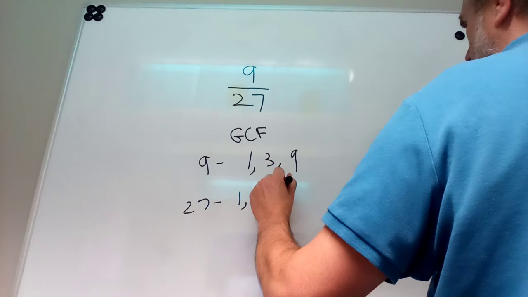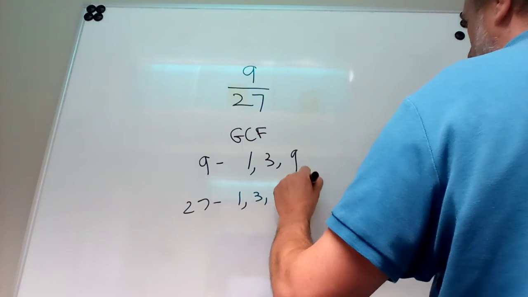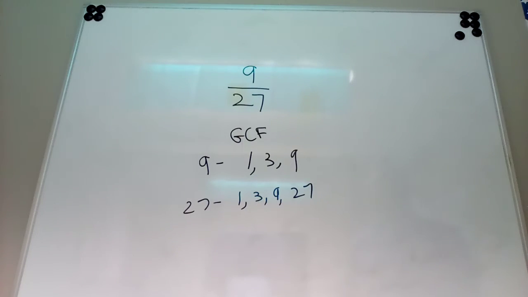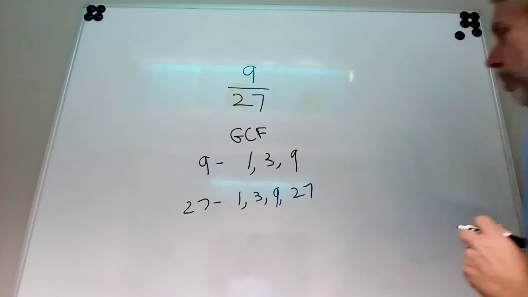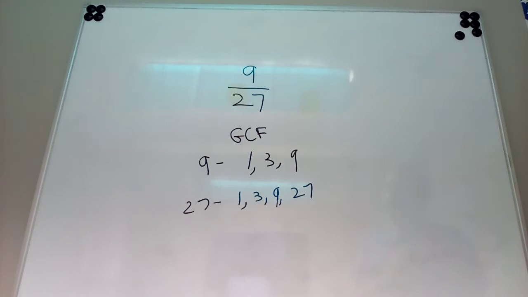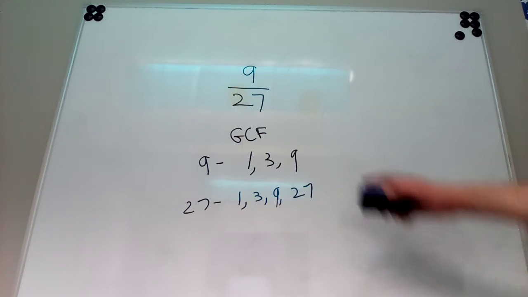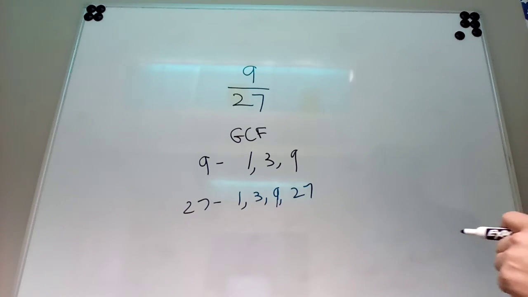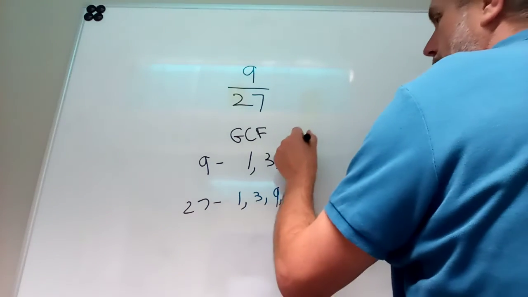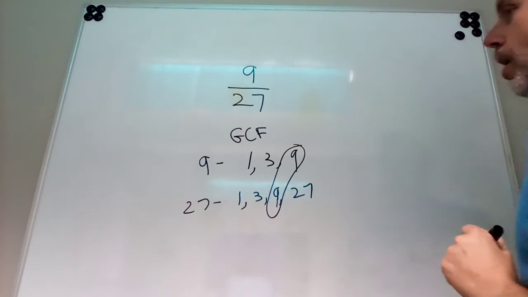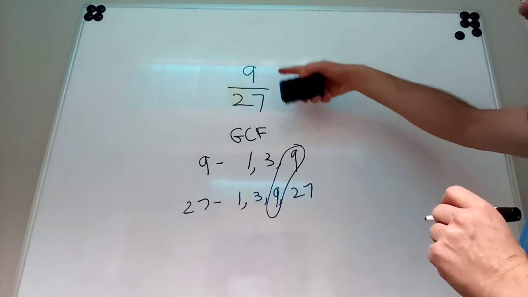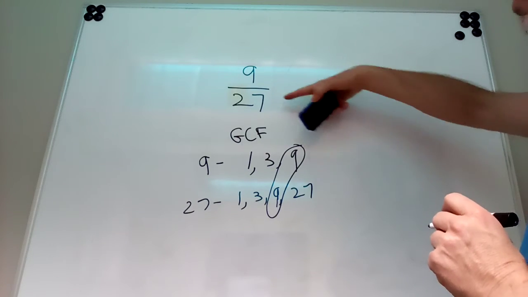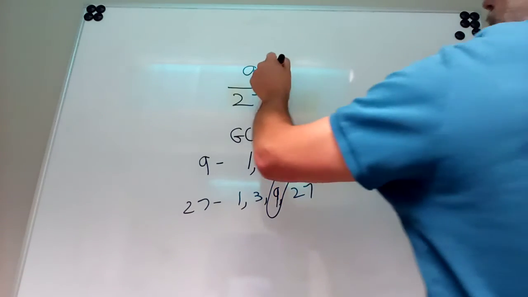and 9, and 27, right? Okay, I had to think for a second there. So 1, 3, 9, and 27 would be the factors of 27. So what's common between the 9 and the 27? What factor is common between there? Well, the 9 is. The 9 is common. So, since 9 is the greatest common factor, let's divide the top by 9 and divide the bottom by 9. And we'll see what we end up with.